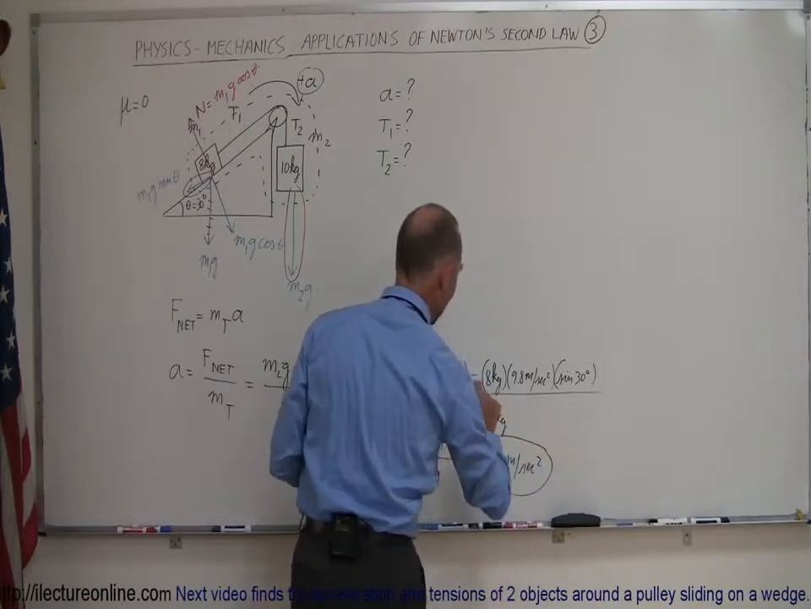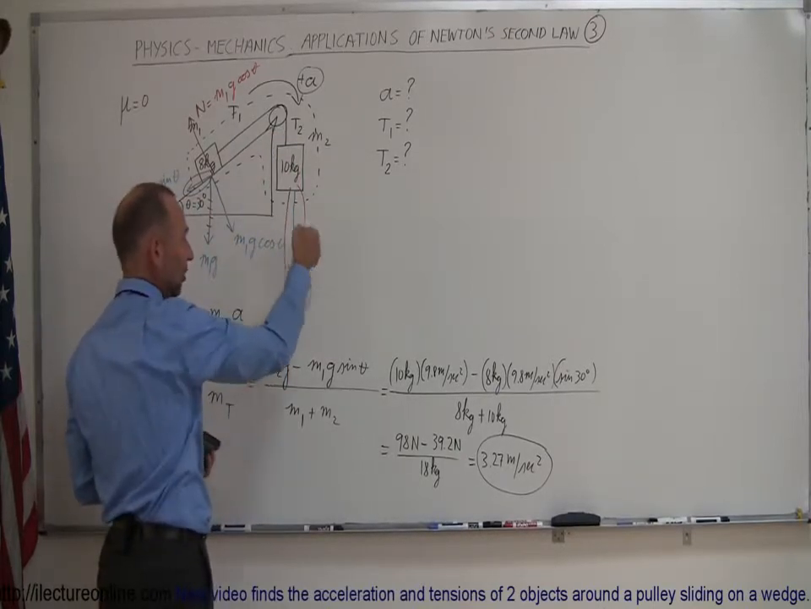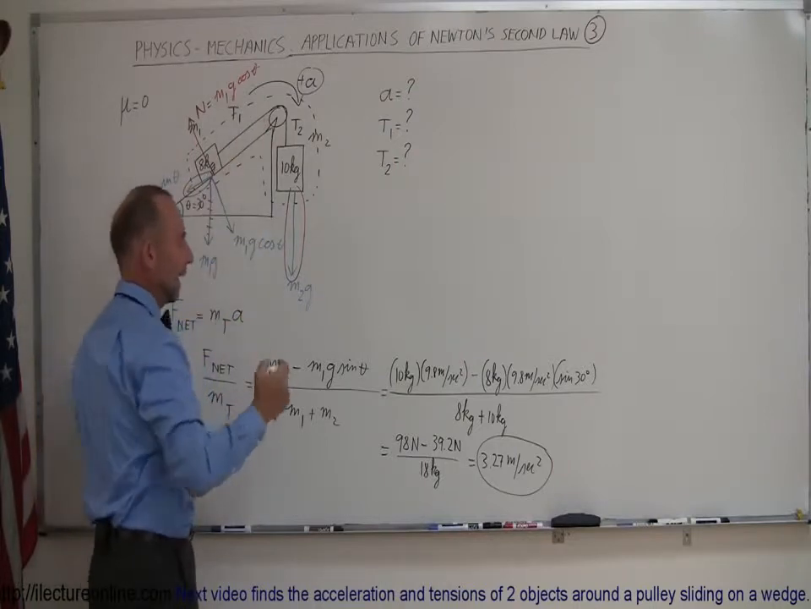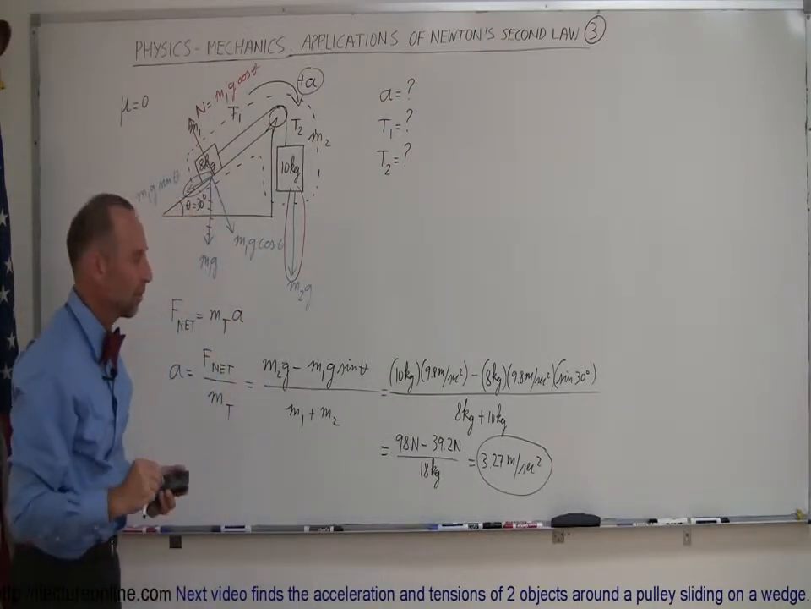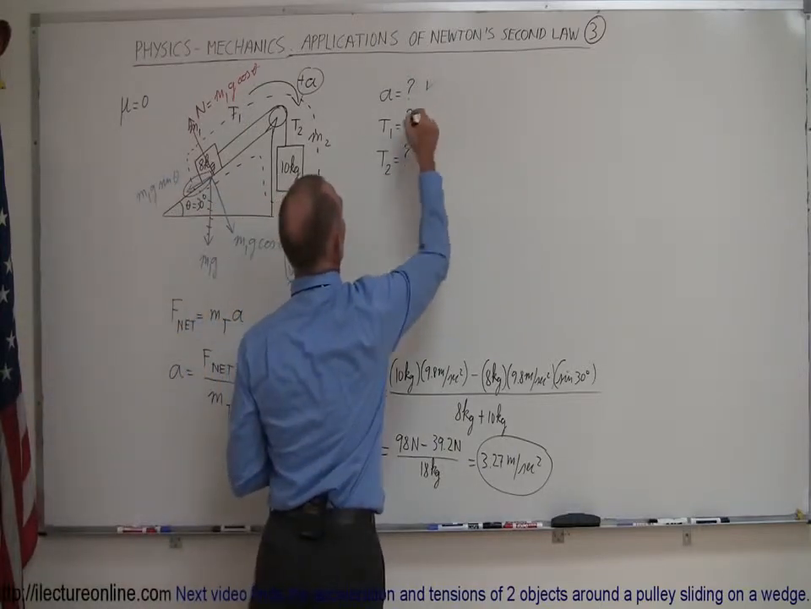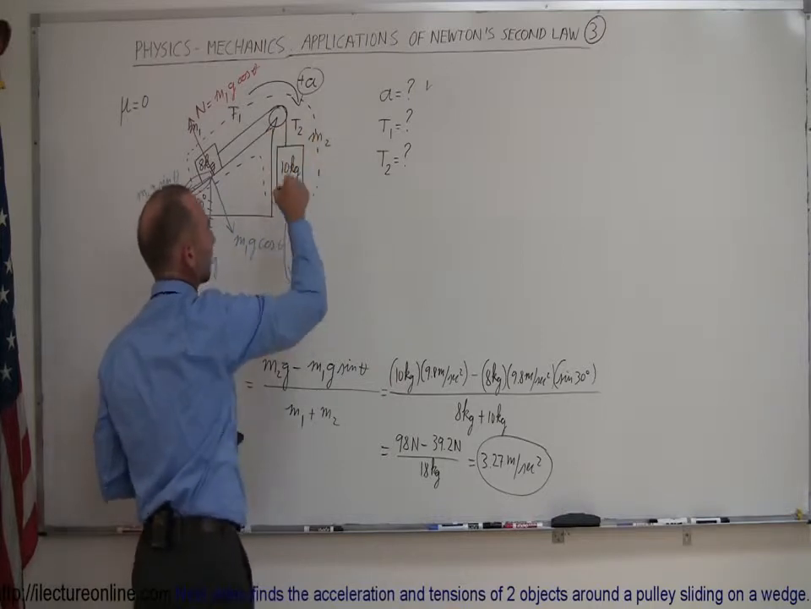All right, so now I have my acceleration of the system, which means this will accelerate in this direction at 3.27 meters per second squared, and this will accelerate up the incline at 3.27 meters per second squared. Now, I got the acceleration, now I need to find the tensions. I'm going to now concentrate on this right here.